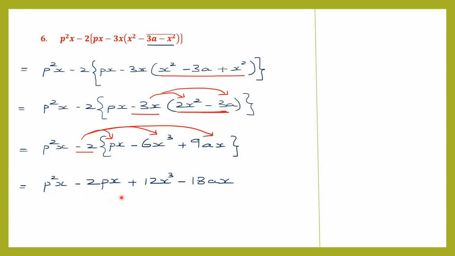Now let's look at these and see whether we have any like terms so that we can simplify. Here we have p square x which we don't have, px which we don't have, x cube also we don't have. So they're all by themselves. That means they're all unlike terms. We cannot simplify further. So this will be our final answer.